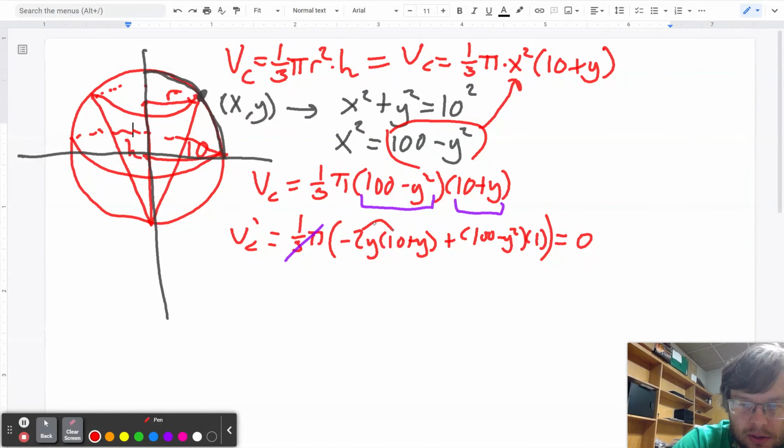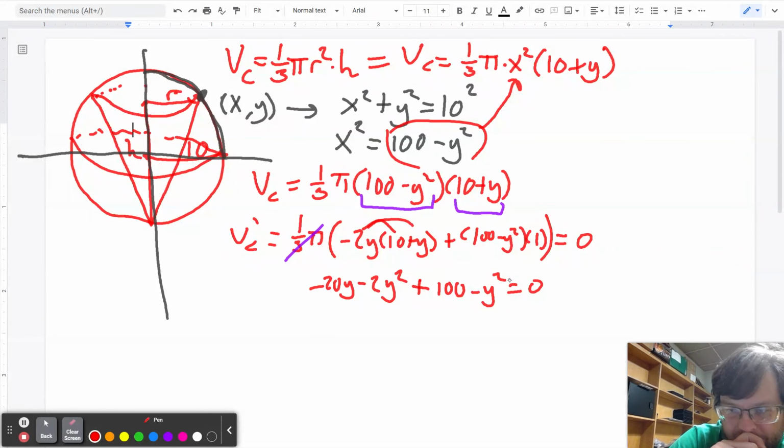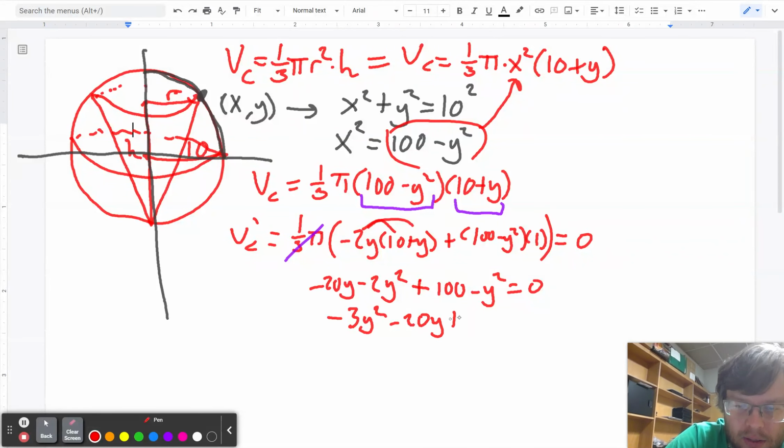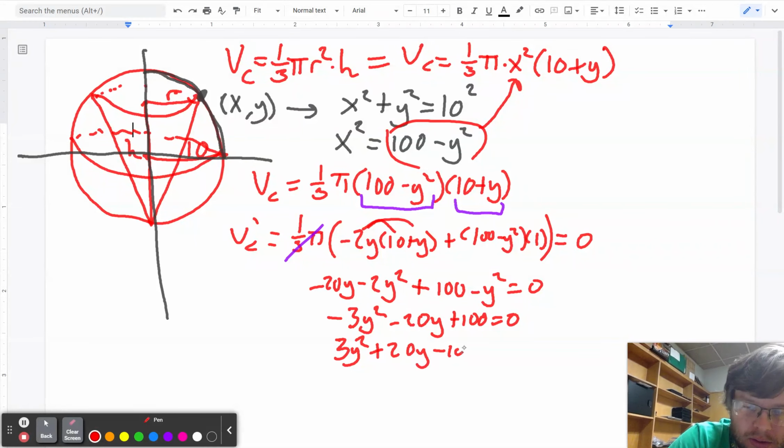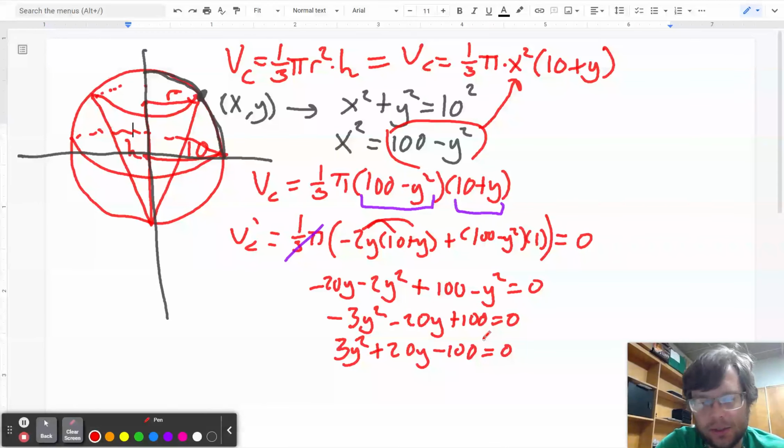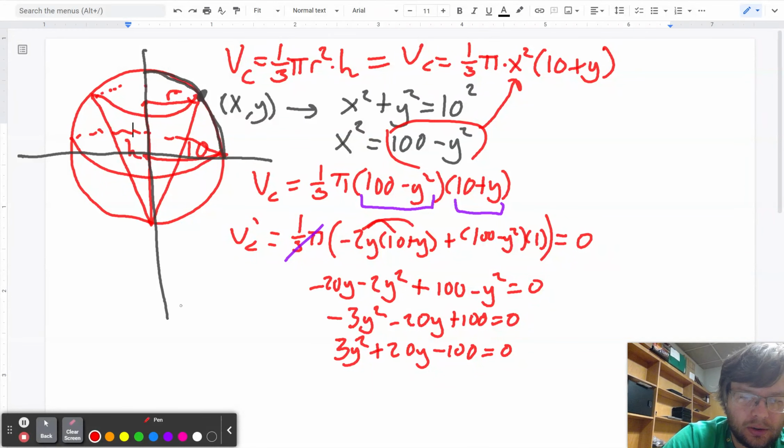I'm going to distribute. So we have negative 20y minus 2y squared plus 100 minus y squared equals 0. So we end up with negative 3y squared minus 20y plus 100 equals 0. You can flip the positives and the negatives. I wonder if this is factorable. Oh gosh, let's try to factor it, and then we can do quadratic formula if it doesn't work.